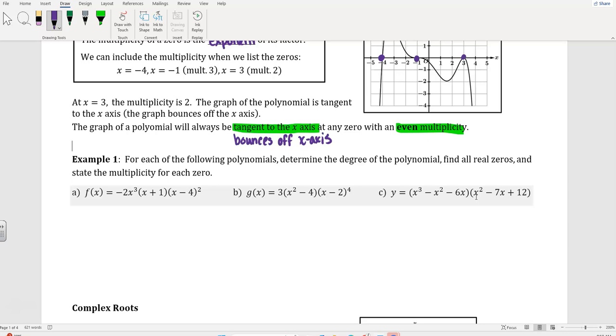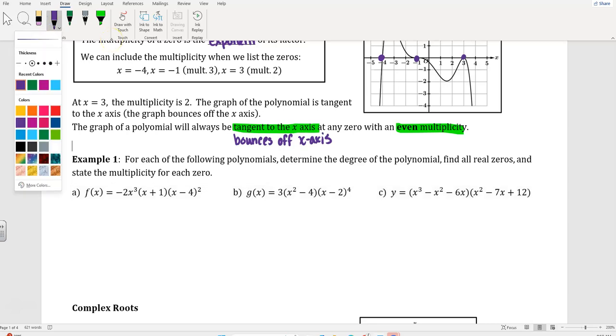So normally we think of the degree as the highest exponent. That is true if our polynomial is in standard form, if it's multiplied all the way out. If the polynomial is factored, we need to think about each zero and what the multiplicity is for each one, and then sort of add that together. Okay? Or you can think about multiplying it back together. What would your highest exponent be?